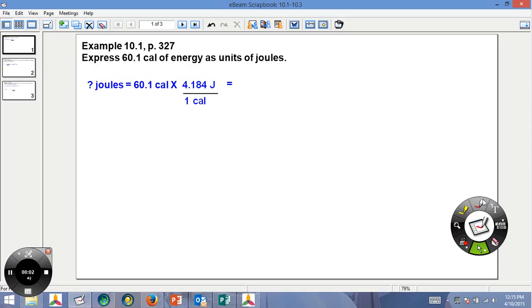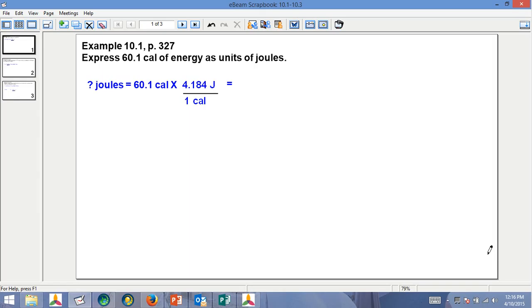Question one on page 327 says, express 60.1 calories of energy as units of joules. This is really easy. It's just a straight conversion. So we have question mark joules, which is capital J, equals 60.1 calories times this conversion factor right here. We have to memorize 4.184 joules per calorie. You should memorize that, yes, because it'll come up frequently.